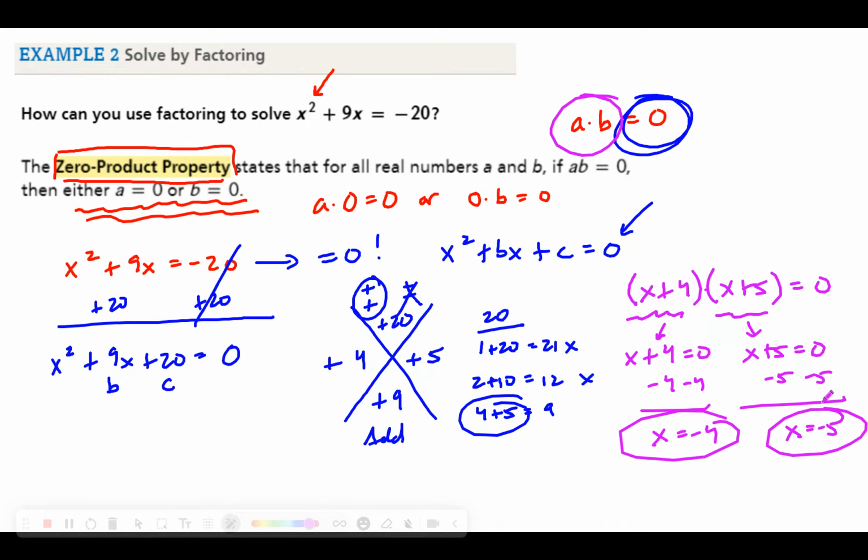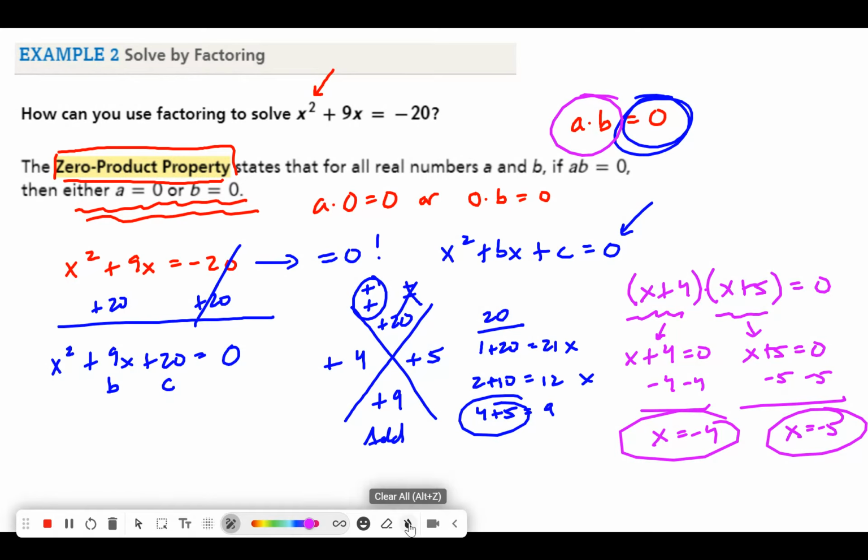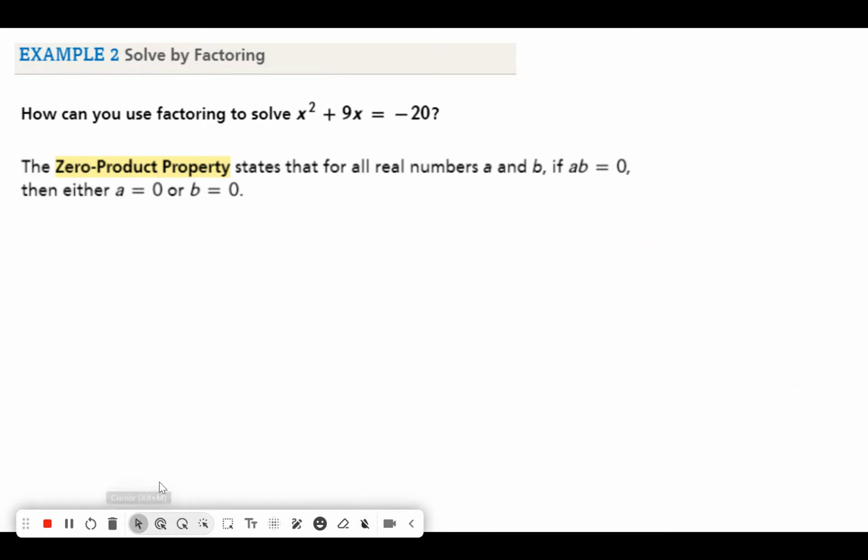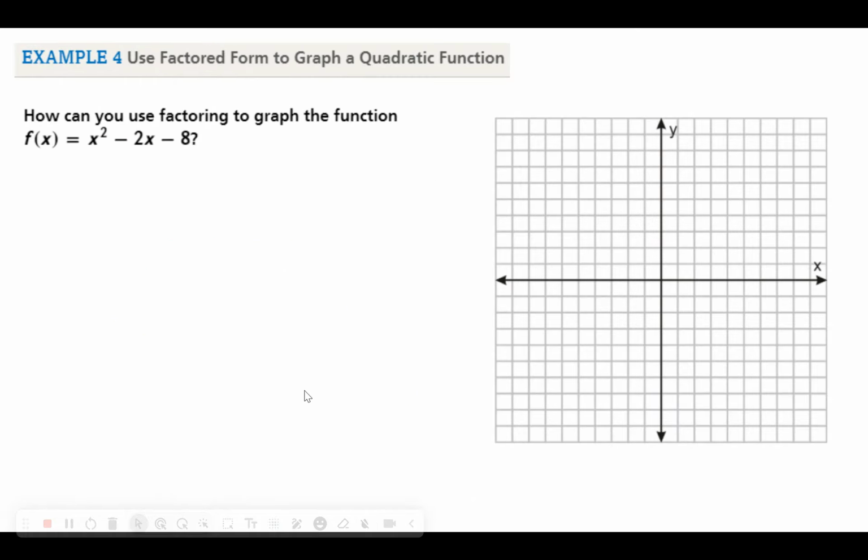Typically, you're going to get two solutions, and that's because it is a quadratic, x squared, two solutions. So this is how we're going to use factoring to solve these quadratic equations. Hopefully, this is just a trip down memory lane for you from topic 7. Okay, so next example, it says, how can you use factoring to graph the function?